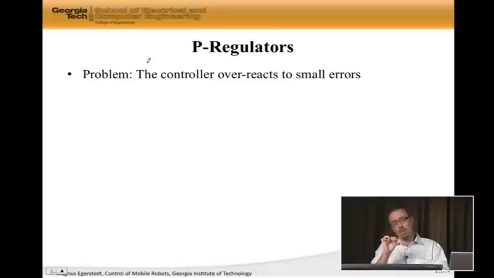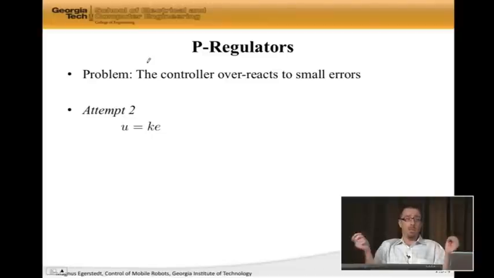Well, the easiest thing to do is to say, you know what, when the error is small, let's have the control signal be small. In fact, here's my second attempt. U is k times e for some positive k. E is the error. Positive error means we're going too slow, u should be positive. Negative error means we're going too fast, u should be negative.